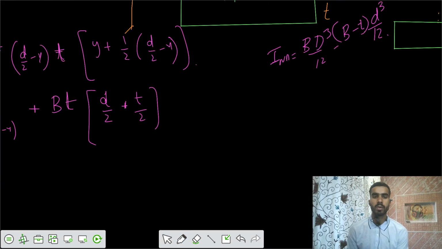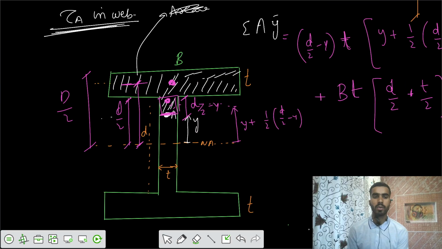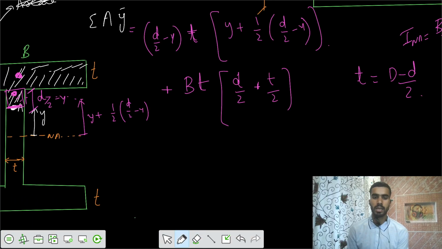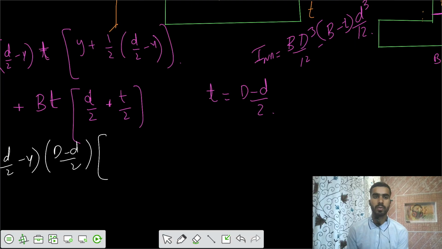Now we have to convert that t. We know that the t value equals D minus d by 2, so we have that thickness t equals D by 2 minus small d by 2. So let's convert that in terms of capital D and small d. So we are left with d by 2 minus y into some value of d by 2. We can write it in this way, and then substitute the value of t also.